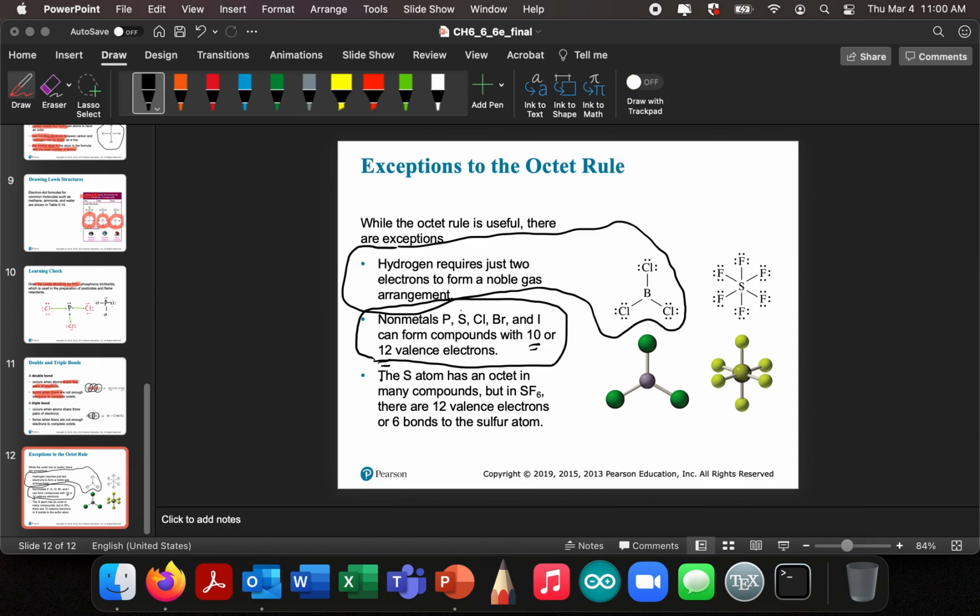All right? The sulfur atom, for example, it typically has an octet, but in SF6, it has 12, okay? And that's, again, because its outer shell is 3, it has a capacity for some extra electrons. All right, I don't think that's all we're going to say about that.